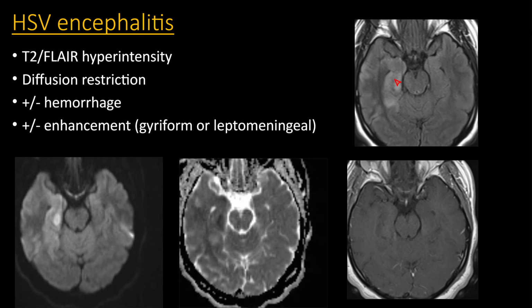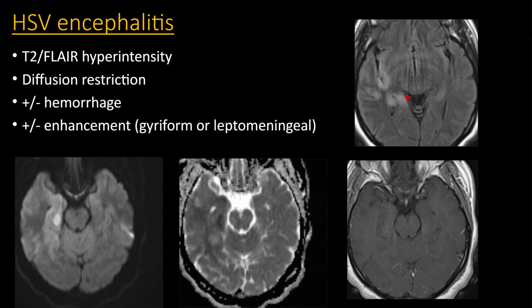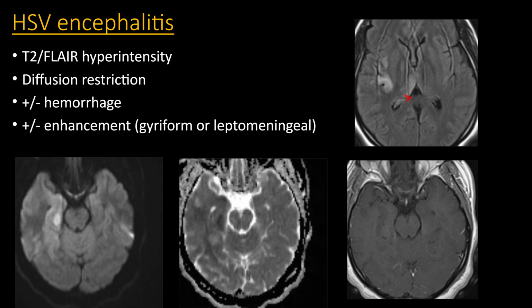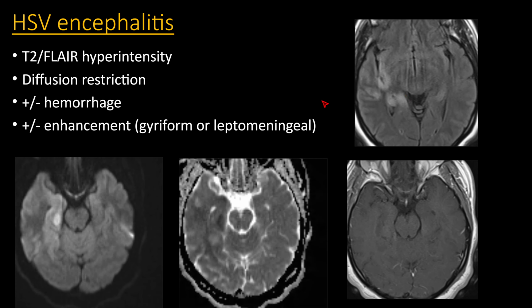Here you have some hyperintensity, in this case involving the medial temporal lobe, the hippocampal formation, as you can see going here. That's the hippocampal formation, the insula in this particular case. Here a little bit of a medial thalamic involvement as well. Diffusion restriction tends to be pretty common with HSV and tends to set it distinct from other viral encephalitides.